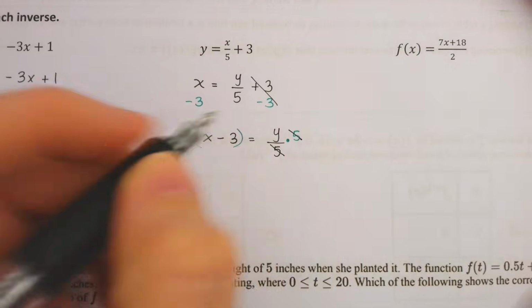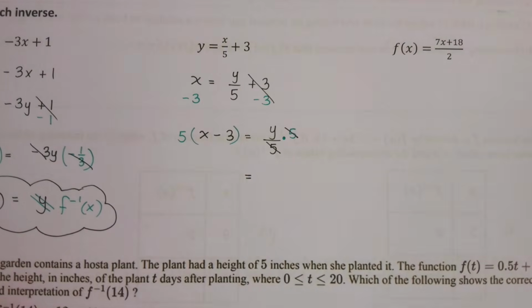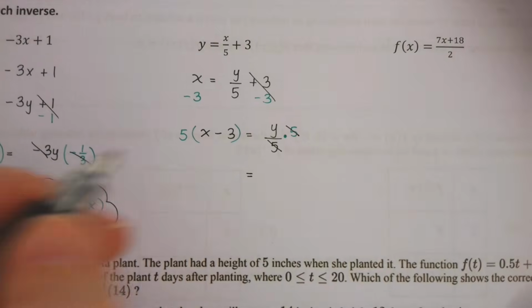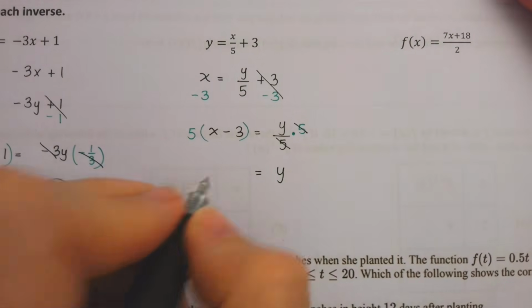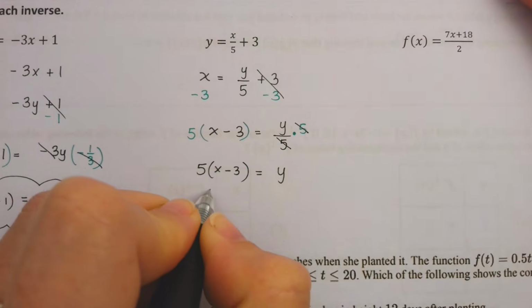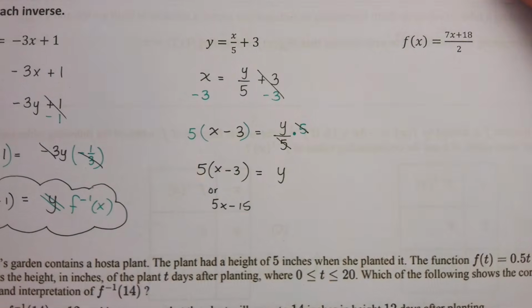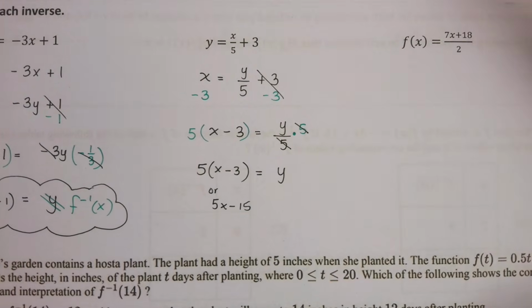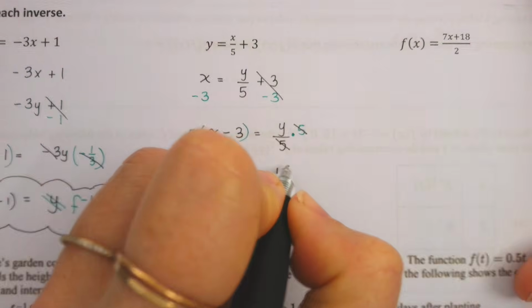5s are going to cancel on the right because that would become 5y over 5, and 5y over 5 would be just y. On the left side, you don't have to distribute. If you want to distribute, you can. If I distributed, what would it become? 5x minus 15. Okay. And then for my final answer, since this is the inverse, I'm going to notate it with what looks like a negative 1, but it just means inverse.